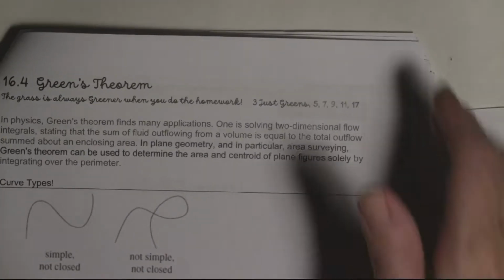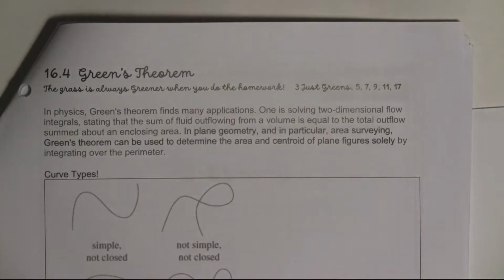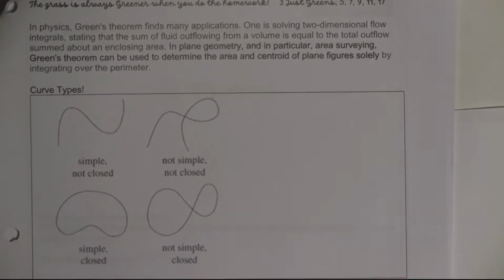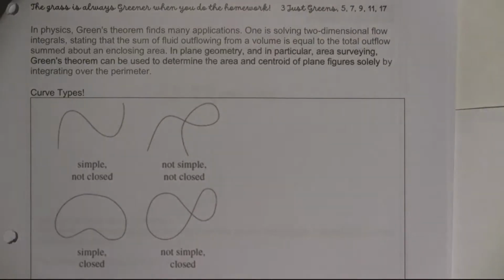Okay, so the story on Green's theorem is it makes certain line integrals easier to calculate. And there's a bunch of applications of Green's theorem. You can go on Google and check that out if you like, or pay real close attention in your physics class. So it makes certain line integrals easier. Which ones? It makes easier the ones that come from a simple closed curve.